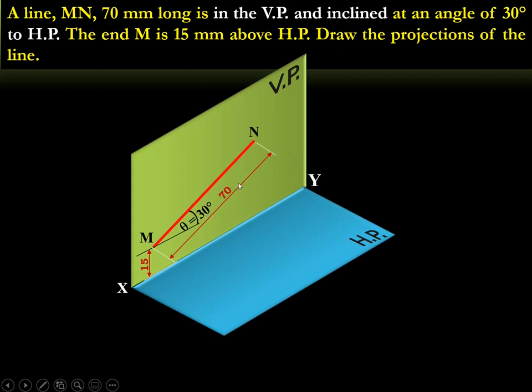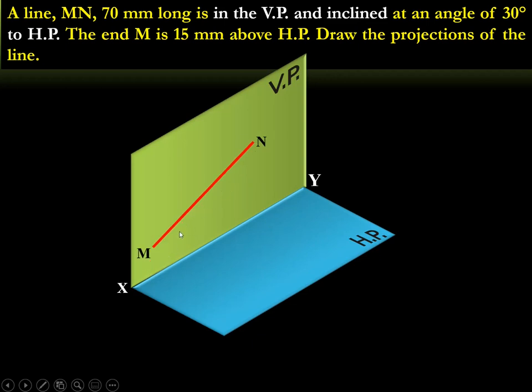From this diagram, we can understand the true length of the line is 70 mm. And the line is inclined to horizontal plane by an angle 30 degree and one end of the line, capital M, is located 15 mm above the horizontal plane.